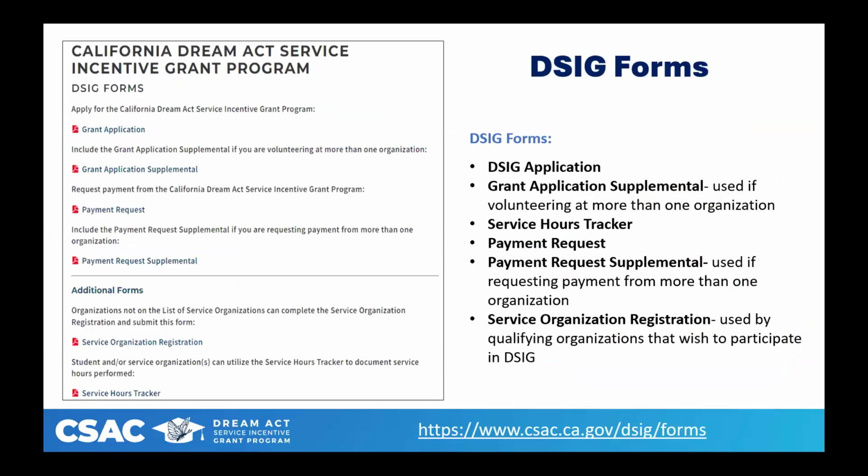Just a screenshot of what that website looks like for students. So there's the grant application, the supplemental application, payment request, and the supplemental payment request. So that's if students are working or volunteering at more than one organization. And then if the student wants to volunteer at an organization that is not registered yet, then their organization can complete this application. And then here's that service hours tracker. They'll need the certifying official to sign off on their hours each time.